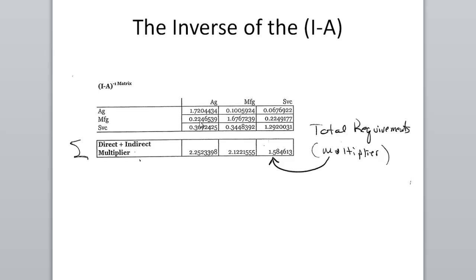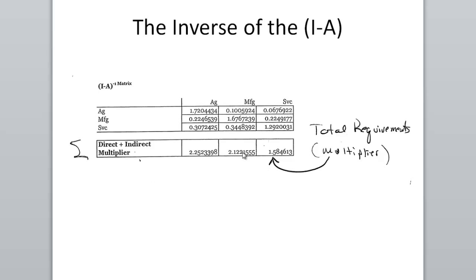It required 22 cents worth of manufactured activity, again, from all of the transactions and relationships that occurred in the economy. 22 cents worth of agricultural activity occurred. And finally, almost 31 cents worth of service sector. So you can see the elements of the multiplier plus the total multiplier.